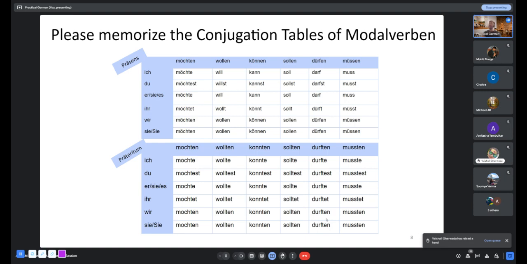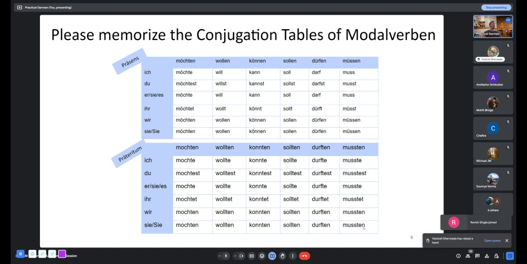Now again, how do you remember this table? You should remember it anyhow because you're an A2 now. But if you forgot, let me give you a quick recap on how to remember. Just like in present tense, if you know the actual verb, then for wir and sie it does not change. Same in Präteritum, mochten. For wir and sie it's still mochten. Wollten, wollten, wollten, konnten, konnten, konnten, sollten, sollten, sollten, durften, durften, durften, mussten, mussten, mussten.